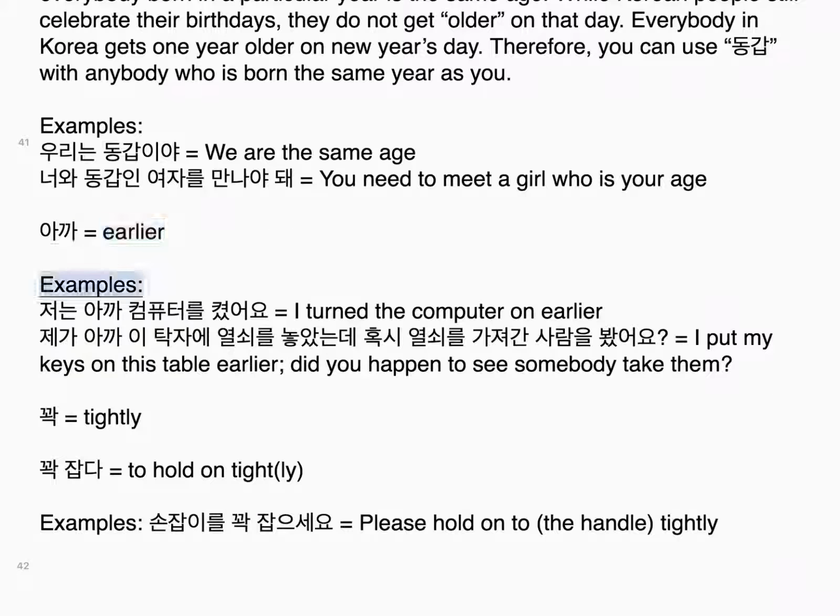아까 = earlier. Examples: 저는 아까 컴퓨터를 켰어요 = I turned the computer on earlier. 제가 아까 이 탁자에 열쇠를 놓았는데 혹시 열쇠를 가져간 사람을 봤어요? = I put my keys on this table earlier. Did you happen to see somebody take them? 꽉 = tightly. 꽉 잡다 = To hold on tight. Examples: 손잡이를 꽉 잡으세요 = Please hold on to the handle tightly.